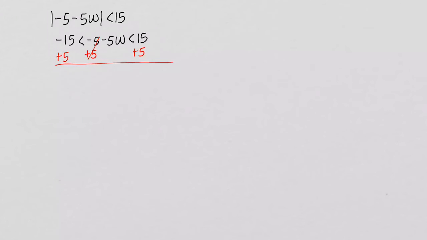So let's say I have the absolute value of negative 5 minus 5w less than 15. All right. The absolute value is by itself. It's a less than sign, so I am going to sandwich. I'm going to do negative 15 less than negative 5 minus 5w less than positive 15. I am aiming to get this 5w by itself, so I'm going to add 5 to all three sides to get rid of this 5 here. And you do have to do it to all three sides. Negative 15 plus 5 is negative 10, less than negative 5w, less than 20.